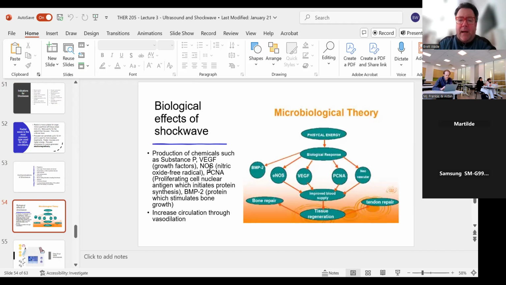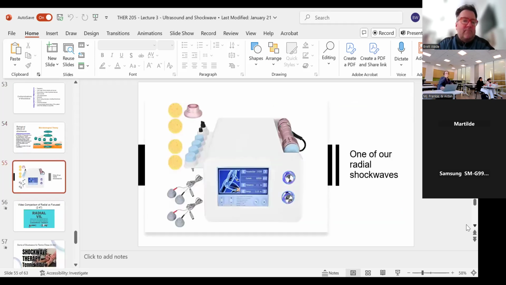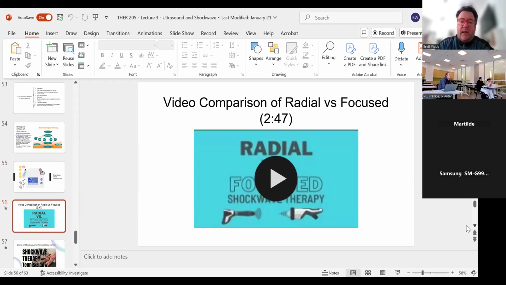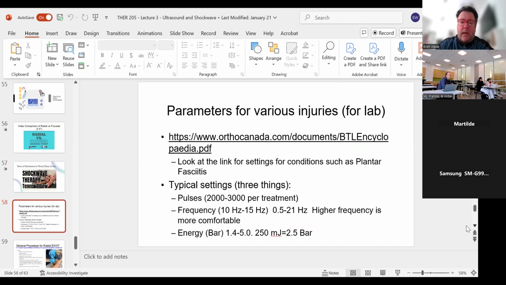I would not memorize all of these things here, like all of these VEGF, NOS, PCNA. I wouldn't bother doing that. That doesn't seem like a good use of your time. This is what ours looks like. Parameters, that's just the settings we use.